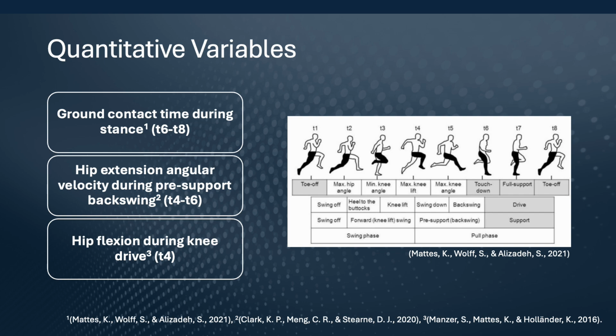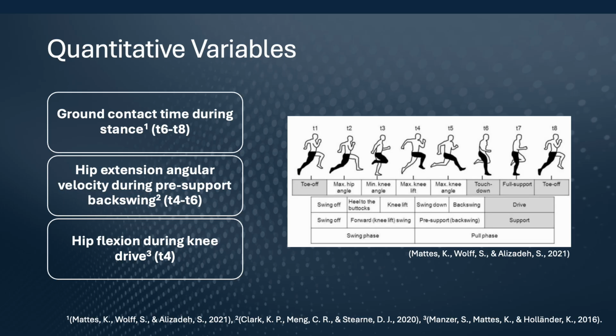Firstly, ground contact time during stance. This is T6 to T8. Essentially, a smaller ground contact time means higher step rate. And Matz, Wolf and Elizabeth 2021 states that the faster the foot can land and then push off will increase total velocity.